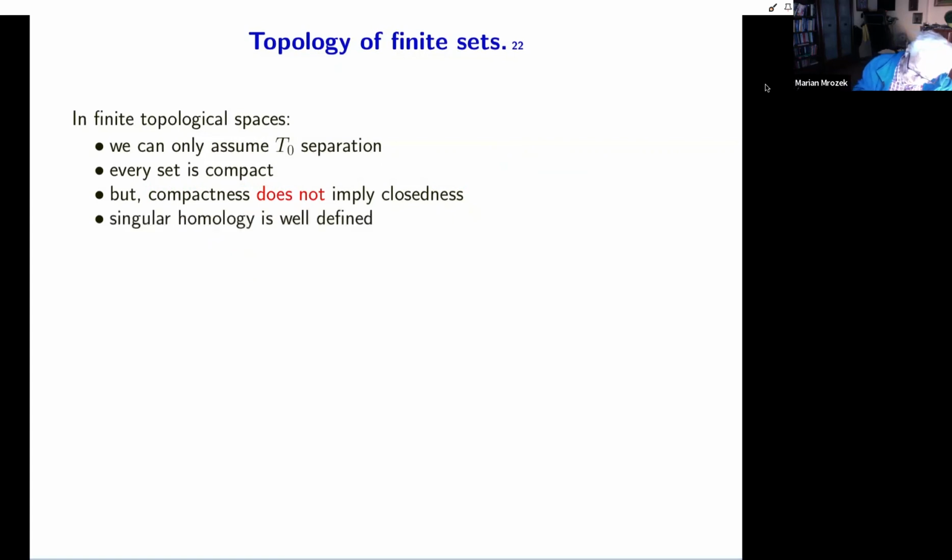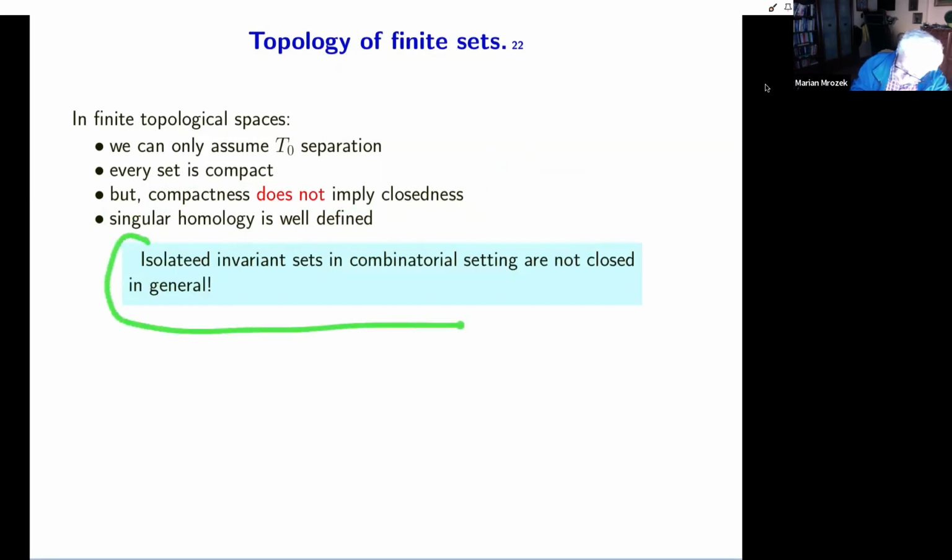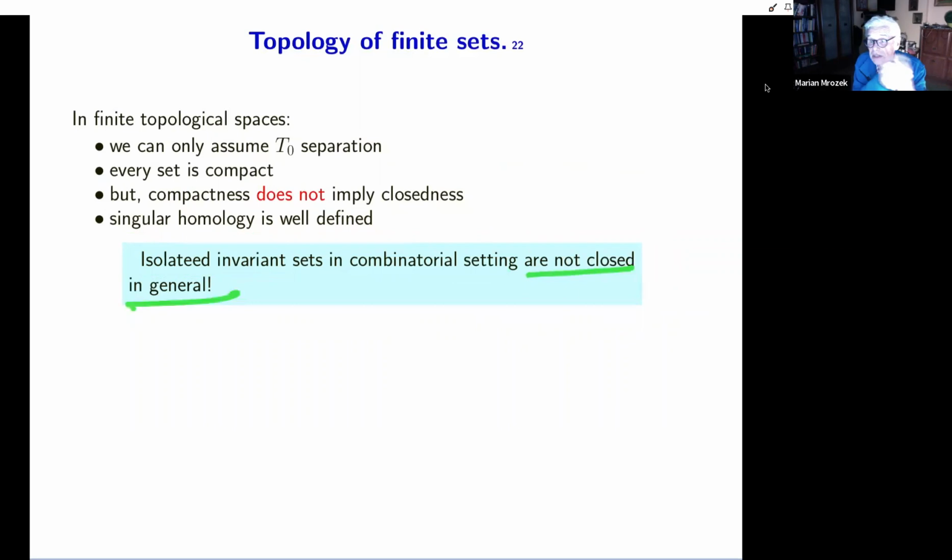In terms of the Conley theory, it's important that you have homology theory. The singular homology theory makes sense and is actually computable in finite topological spaces. But for us, this is the most important observation, that isolated invariant sets in the combinatorial setting are not closed in general. We've seen these examples in the classical Conley theory of isolated invariant sets, and they were all closed because they were all compact. And actually, you cannot make this assumption in the finite setting, because then everything falls apart. You'll see this in a moment.